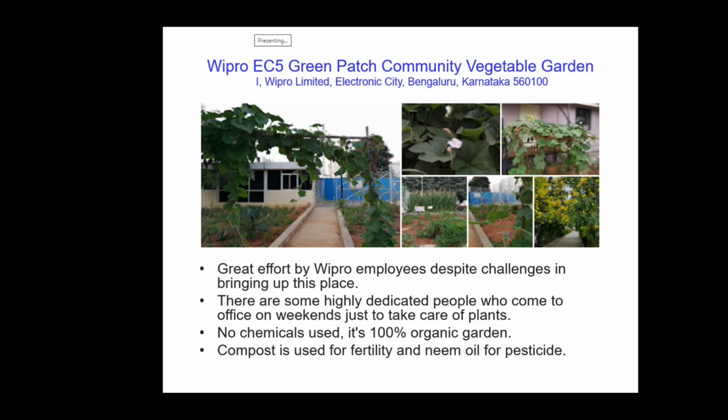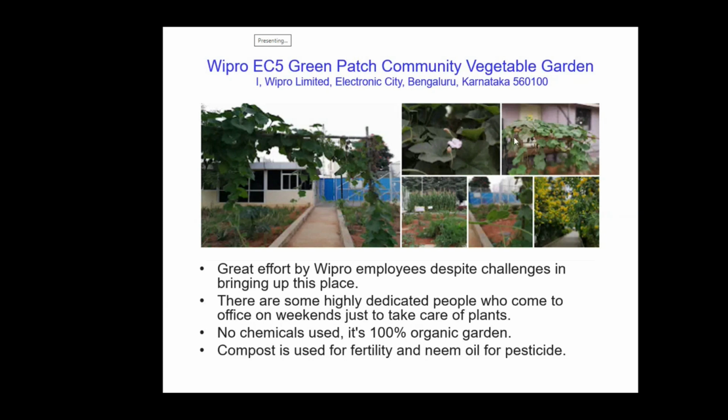They are also composting the vegetable waste and other waste, so kitchen waste will be converted into compost and utilized as a fertilizer, and neem oil they'll use as a pesticide. It's completely organic, so they will grow vegetables and consume them, taking them home.